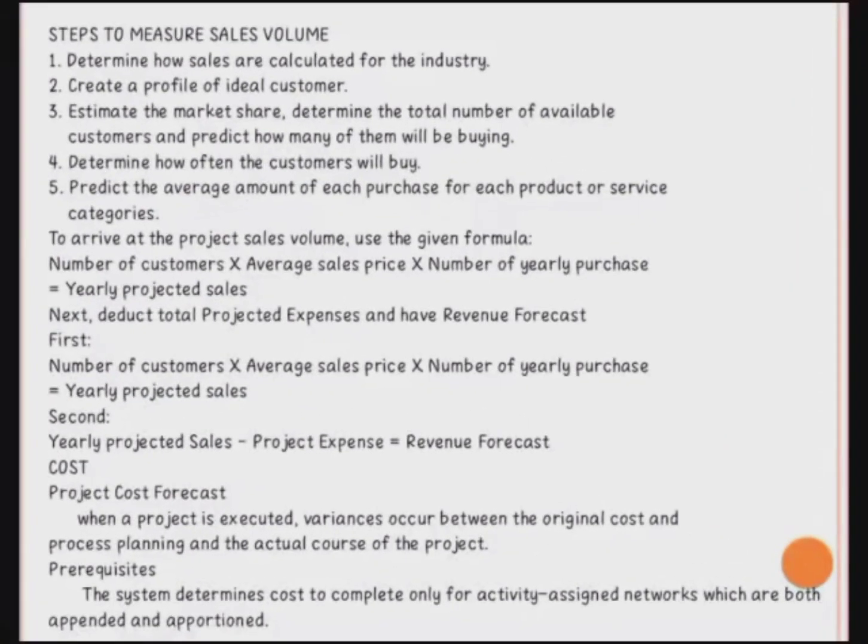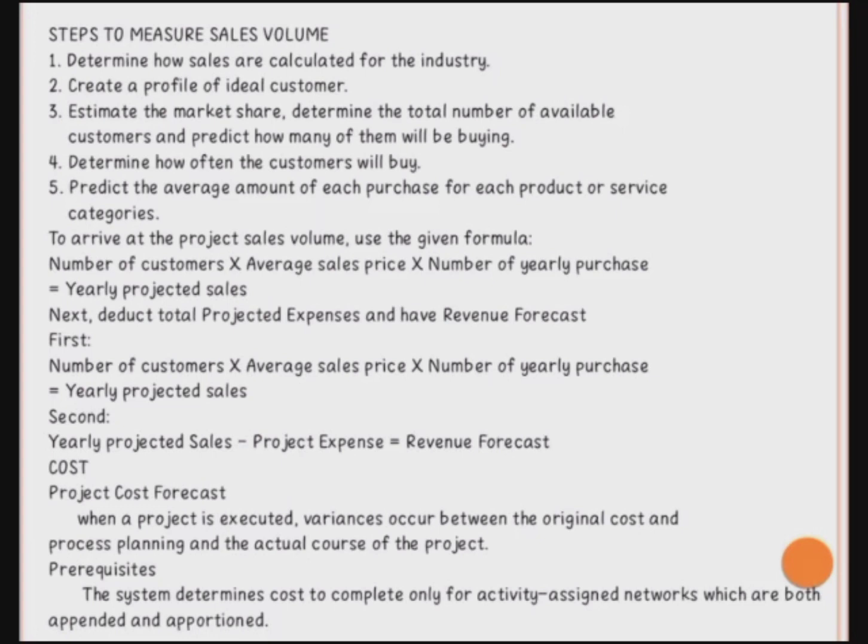Steps to measure sales volume. First, determine how sales are calculated for the industry. Second, create a profile of the ideal customer. Third, estimate the market share: determine the total number of available customers and predict how many of them will be buying. Fourth, determine how often the customers will buy. Fifth, predict the average amount of each purchase for each product or service category. To arrive at the projected sales volume, use the given formula.